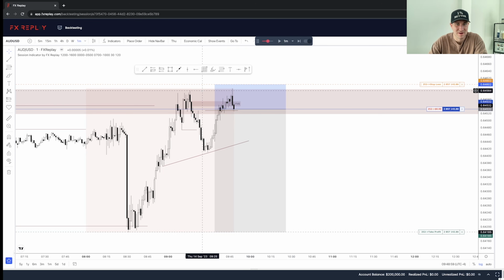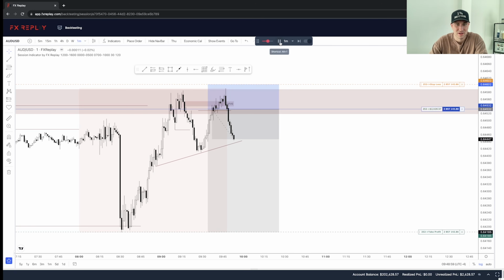Imagine I had my stop right on this high, guys. I would have been taken out of this trade. This is still very, very valid to me, especially with where DXY was. I knew there was a chance we could potentially sweep this high. Now I'm just going to let the market do its thing.